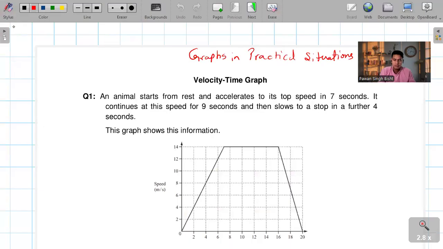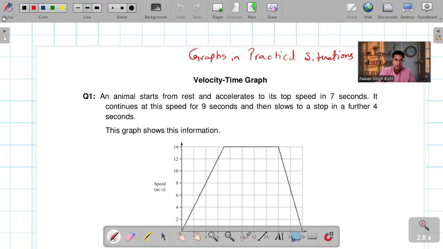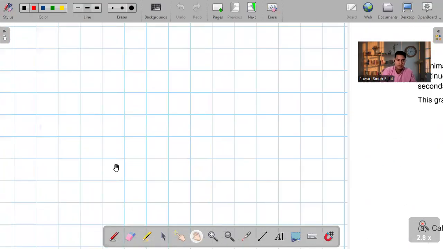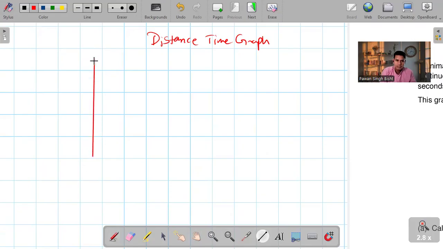Okay, so before starting with the worksheet, you need to understand some basics of this. Okay, because this is very important, right? So first we discuss the types of graph. So first we have a distance time graph. Suppose in distance time graph, on the y-axis we take distance, and on the x-axis we take time.